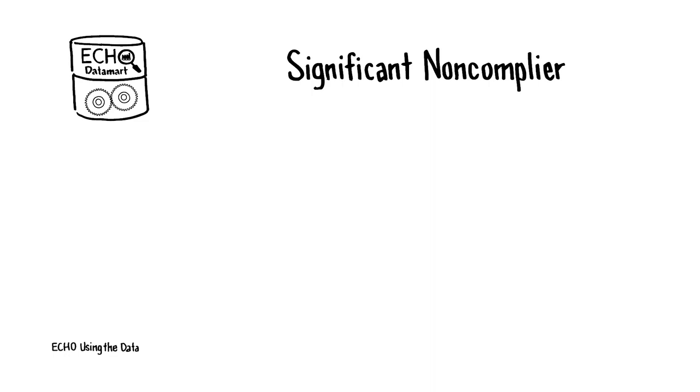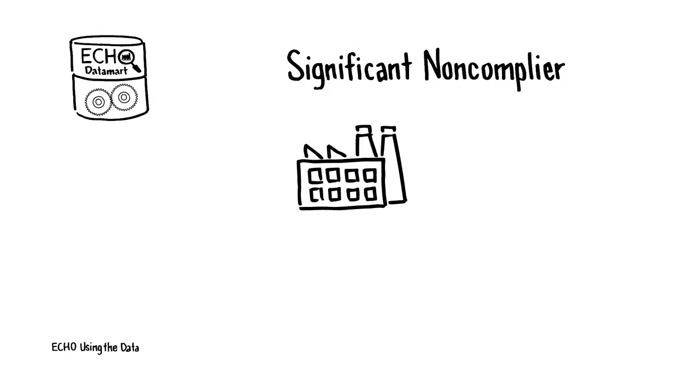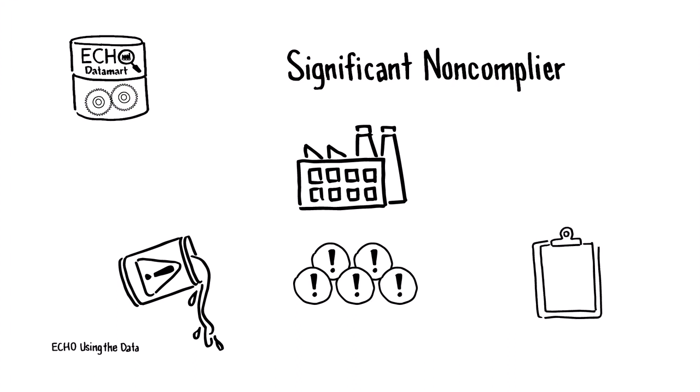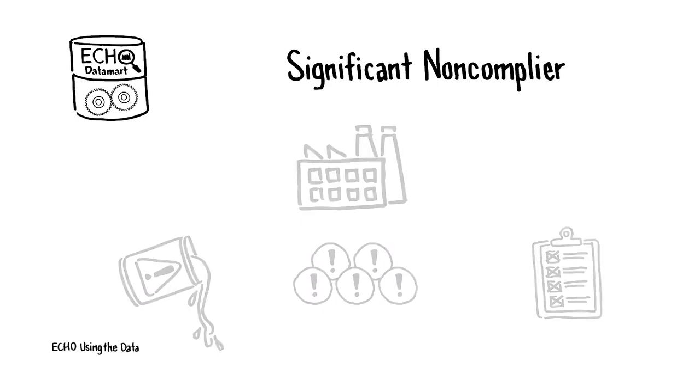Next, ECHO identifies when the facility was designated as a significant non-complier. A facility may be a significant non-complier if it has been determined to cause exposure or is likely to cause exposure, is a chronic or recalcitrant violator, or deviates substantially from the terms of a permit, order, or agreement, or from RCRA statutory or regulatory requirements.